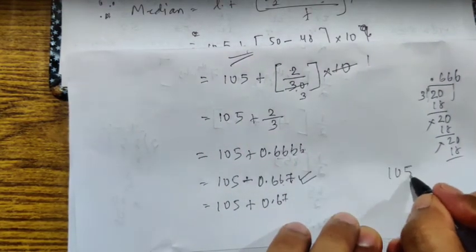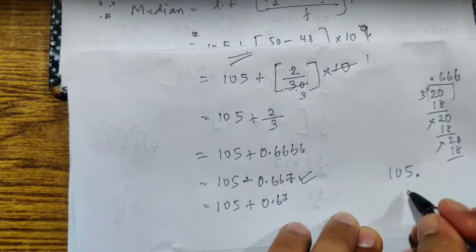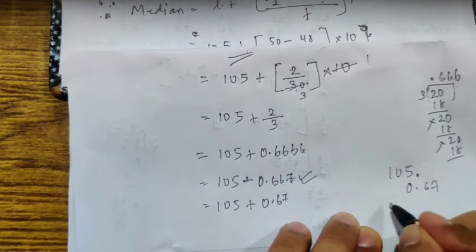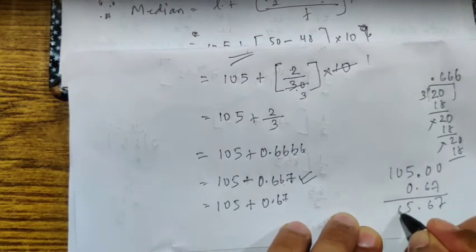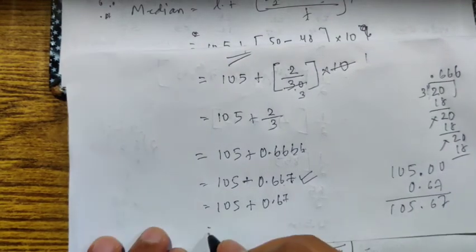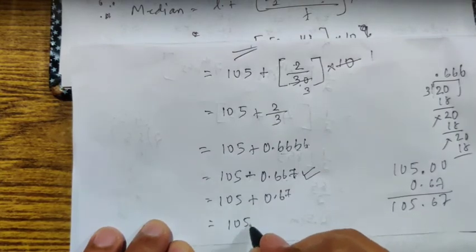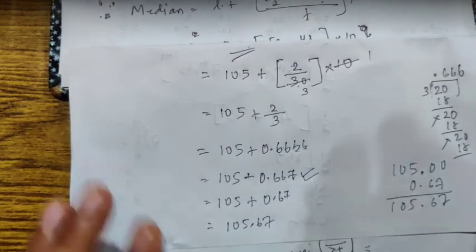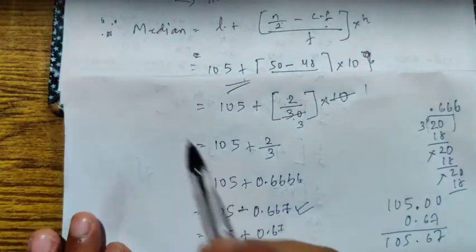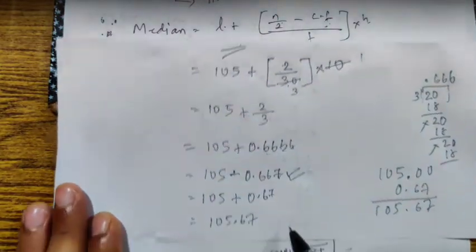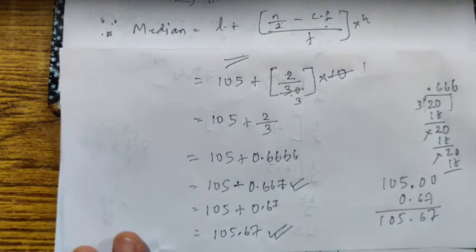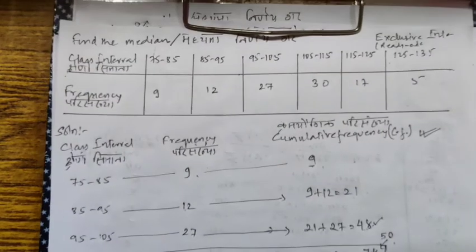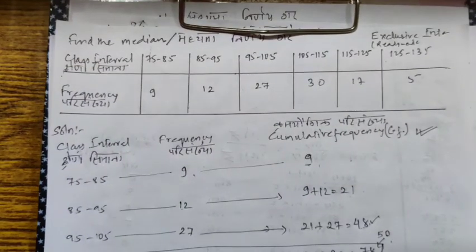Do the addition. 105 means where is the point here? 0.67. Always when you add or subtract, points should be in one same line. 76. So our answer is 105.67. So this is our median. So what's the median? 105.67. Okay people, so this is how we solve when class intervals are given to us. So this will be the part 1 of the video.